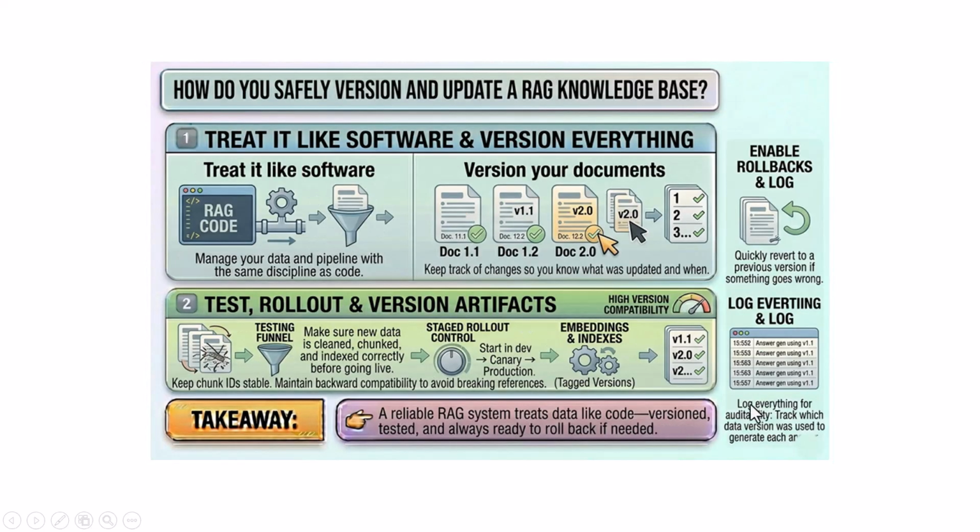Okay. Next one, how do you safely version and update a RAG knowledge base? First of all, treat the RAG knowledge base like software. That is, manage your data and pipeline with the same discipline as code and version your documents. That is, keep track of changes so you know what was updated and when, and test your ingestion pipeline. That is, make sure new data is clean, chunked and indexed correctly before going live. Okay. Also, use staged rollouts. That is, start in dev, then move to canary, and then finally to production.